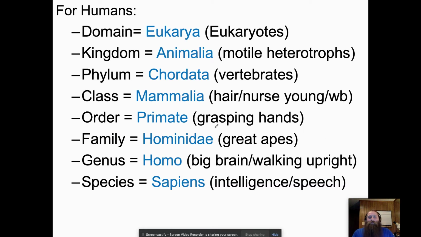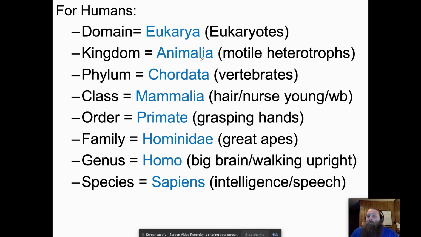Now, humans, this would be our full classification. Our domain is eukarya, which is all eukaryotes. So every organism on Earth that has a nucleus in its cells that is considered a eukaryote falls in the domain eukarya.